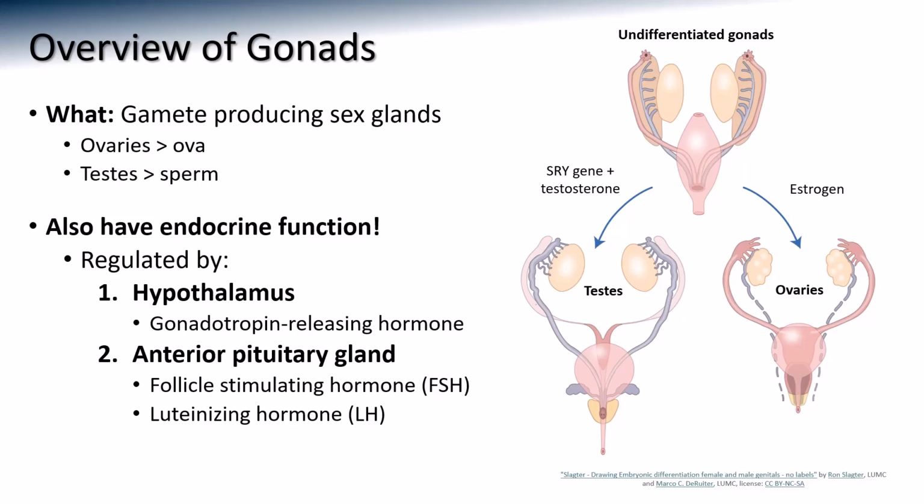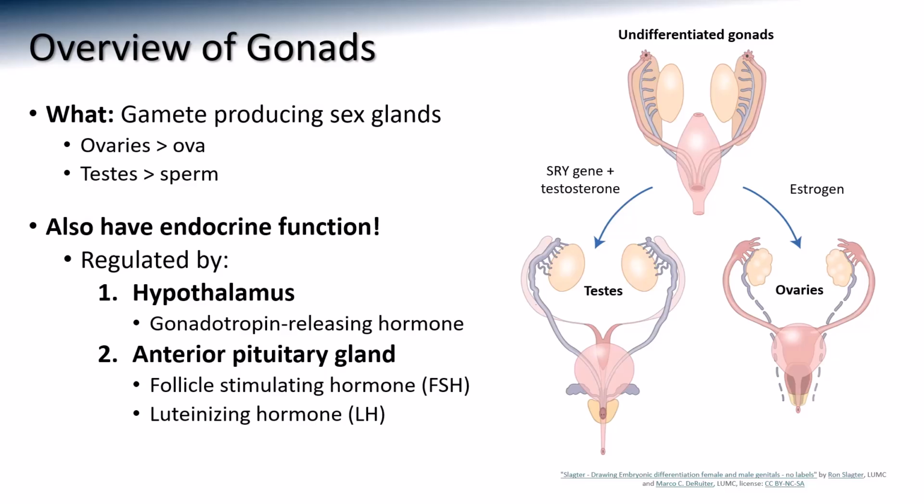Alright, so the gonads are a paired set of gamete-producing sex glands, and they come in two varieties. We have ovaries, which produce ova, or large gametes, and testes, which produce sperm, or small gametes. It's probably not a great surprise, considering the way we talk about them in popular culture, to learn that these also have endocrine function. They produce hormones.